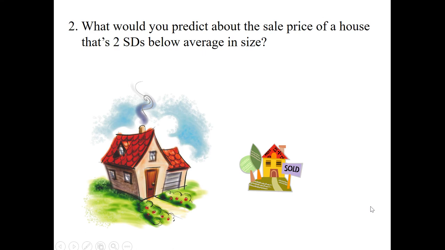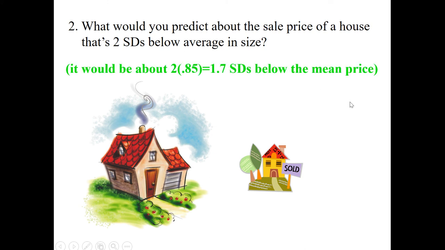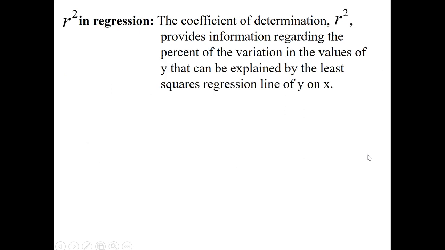All right, or another example, what would you predict about the sales price of a house that's 2 standard deviations below an average size? Well, if it's 2 standard deviations below an average size, then its price is going to be below the mean price, but it's going to be 2 standard deviations times R. So we would say 1.7 standard deviations below the mean price. So you probably won't see too many questions like that, but just in case you did, it's important to know that so you can get that multiple choice question right pretty easy.